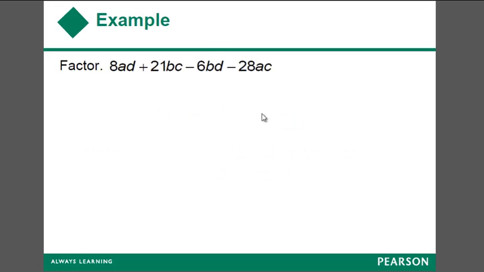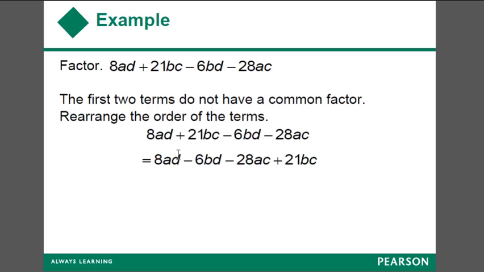When we look at 8ad plus 21bc minus 6bd minus 28ac, well, if I look at the first two terms, 8ad plus 21bc, there's actually nothing I can factor out of those. There are no common factors. So what I'm going to do is rearrange the terms a little bit so that I do have common factors. I'm going to set it to where I have 8ad minus 6bd and a negative 28ac plus 21bc.